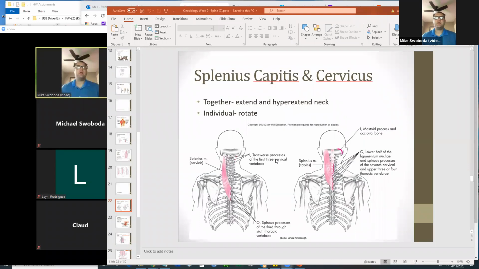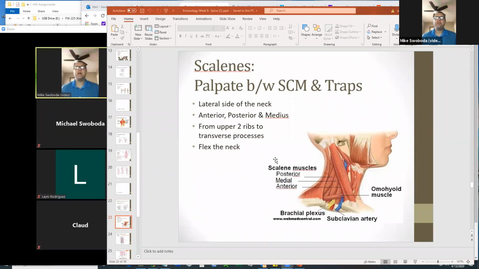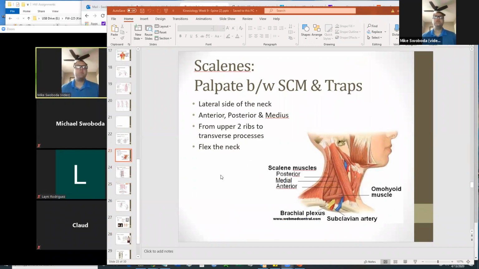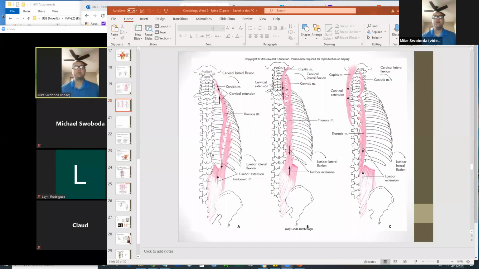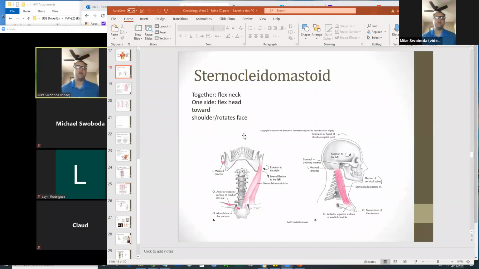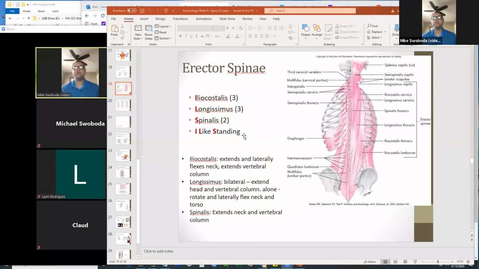All right, splenius, don't really worry about that. Your scalenes, these do the same thing as the sternocleidomastoid. They're just underneath it. Don't worry about these muscles here. But the major muscles you should know, like I said, are the erector spinae muscles and your sternocleidomastoid. Those are your two major spinal moving muscles.